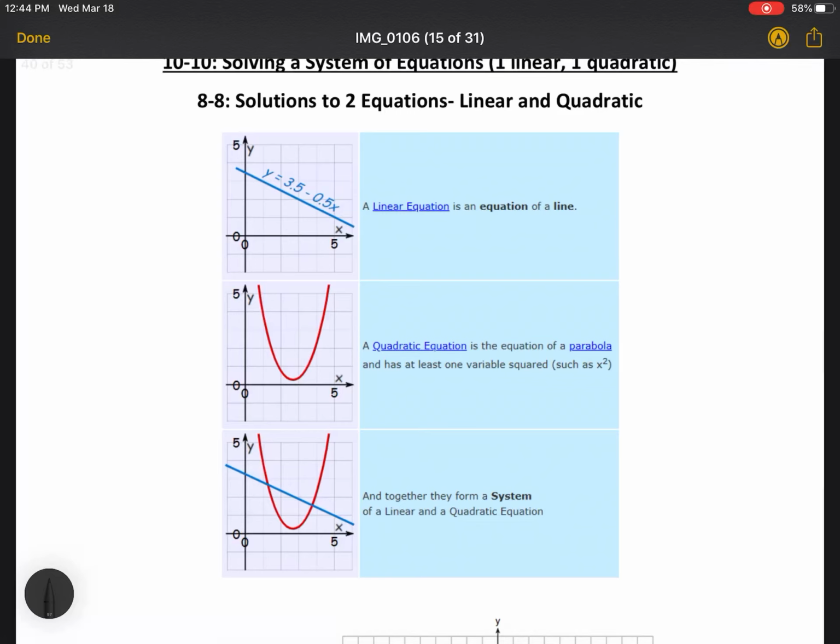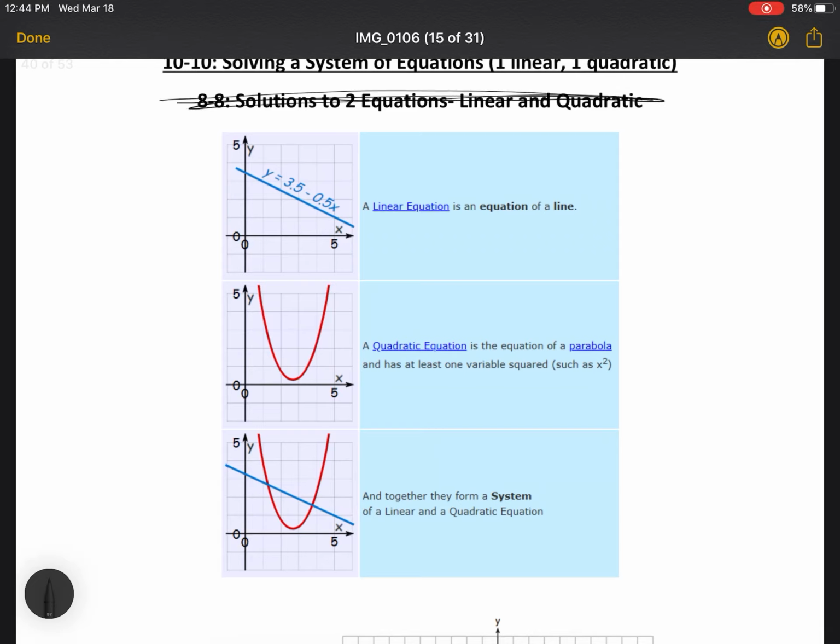This is the video for 10-10 notes, solving a system of equations. Remember, a system of equations means that you're going to have two different graphs on one piece of graph paper. In this case, we're going to be talking about when we have one line and one quadratic. So we have a line and a parabola.